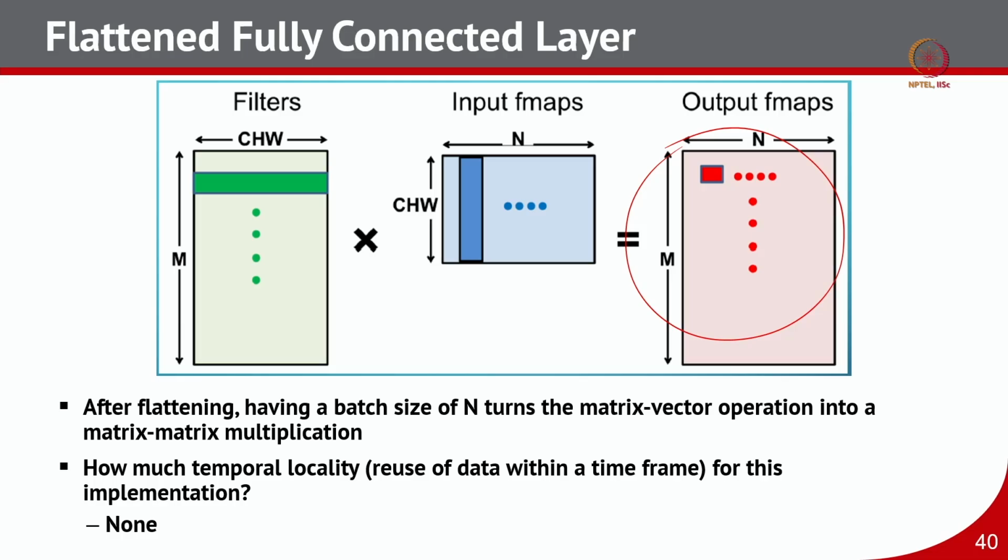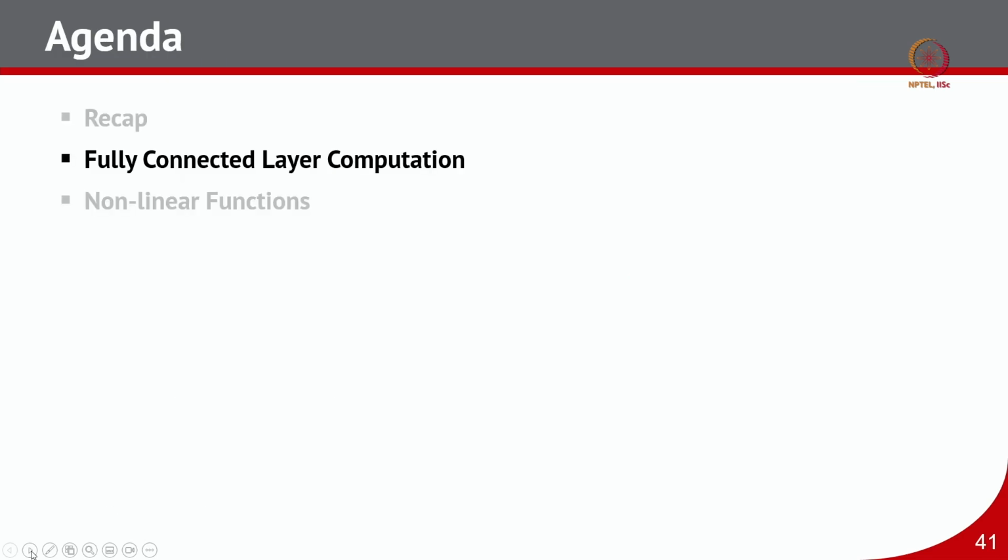We also discussed that there is no temporal locality. Temporal locality is nothing but reuse of data within a time frame in this particular implementation, right? Now, as you can see, all these convolutional operations can be translated into matrix multiplication, right?